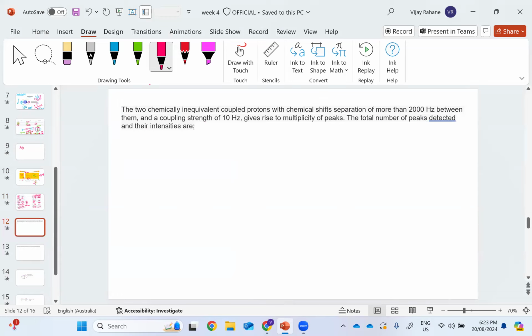Here is a problem based on another concept, so I will take the question directly. There are two chemically inequivalent coupled protons. Let's take this proton and this proton, and let's say we have different R groups attached here, inequivalent. They are coupled to each other, so they should be adjacent. Or if it is in the aromatic ring, then we have seen the ortho, meta, para coupling. So they can be any between these two.